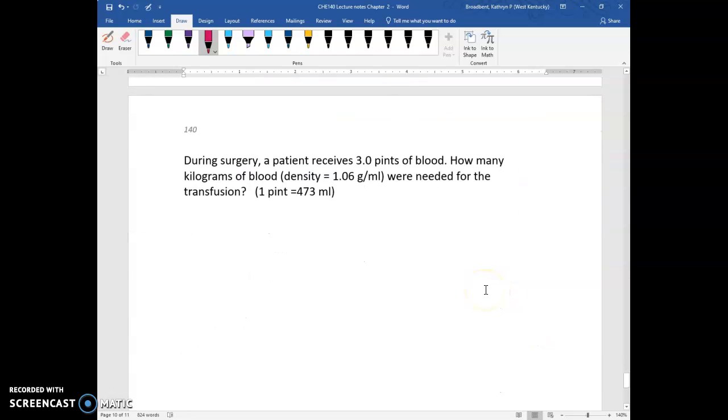Okay, so this is your last opportunity to stop this video and figure out how to do these. This one's going to be a multiple. You're going to have a couple of conversions. The patient's going to receive 3 pints of blood, and they want to know how many kilograms of blood. So we're looking for a mass here at the end. We want kilograms. And we're starting with 3 pints.